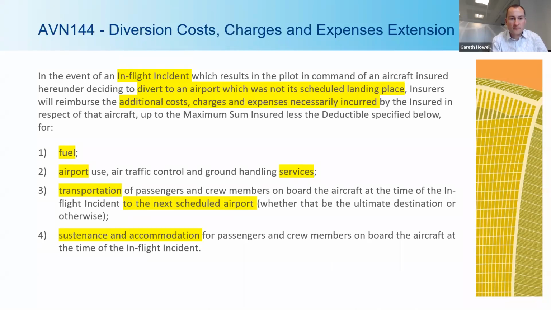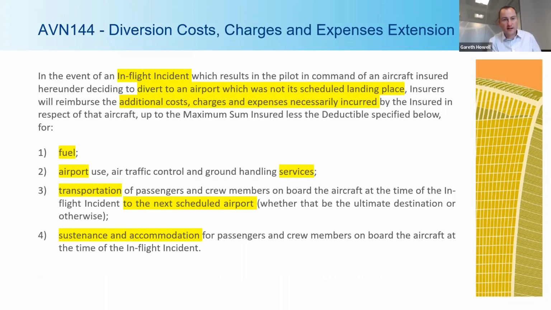So if the aircraft diverts and for whatever reason that aircraft can't continue its journey at that point, then the onward transportation is going to be covered by the AVM 144 clause. And then finally, sustenance and accommodation, which is required as a result of the diversion. So normally you're going to see that an aircraft diverts and then the aircraft's going to be sat on the ground for some period of time. If it requires an overnight stay, hotel accommodation will be paid for by the 144 clause. Food, drinks that are provided for sustenance of the passengers and crew will also be picked up by AVM 144.